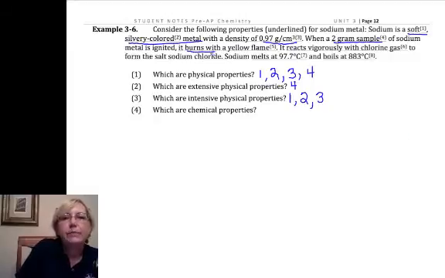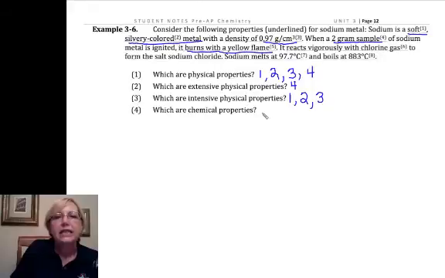When ignited, it burns with a yellow flame. That's when it is ignited. We're not saying we've ignited it. We're just saying that when it ignites, it burns, it's combustible. That makes that a chemical property. It reacts vigorously with chlorine gas, which makes that a chemical property.